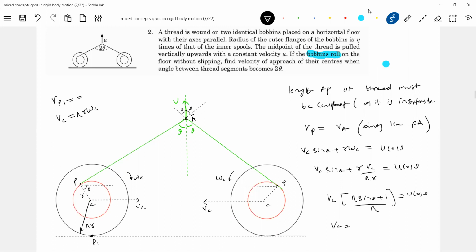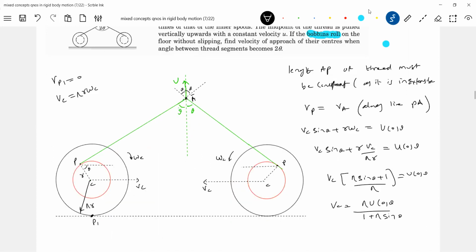So the velocity of the center of mass will be eta U cos theta by 1 plus eta sine theta. What is the velocity of approach? 2 Vc, because they move opposite to each other, no? So therefore this will become 2 eta U cos theta by (1 plus eta sine theta). This will be our answer.